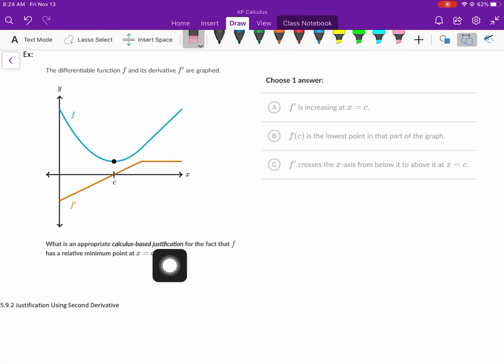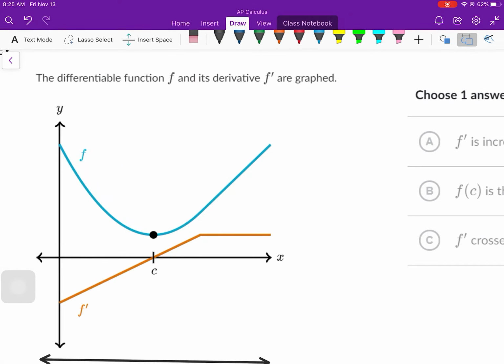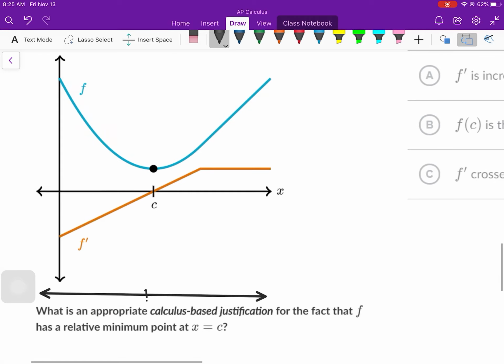What is an appropriate calculus-based justification for the fact that f has a relative minimum point at x equals c? So let's look at the derivative. If we're going to do a first derivative test on this, our derivative is going from negative, because it's below the x-axis, to positive. And so that would mean that that would be a minimum, right? If you were to draw that, f would be decreasing and then increasing. We can actually see that right here in the graph. It's decreasing and then increasing. So that's why it's a minimum, because f prime changes from negative to positive.